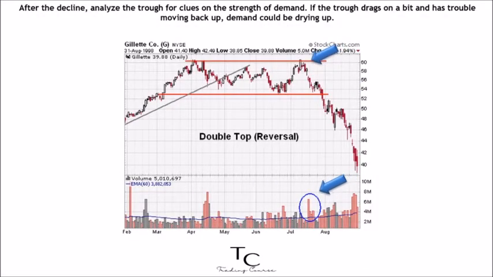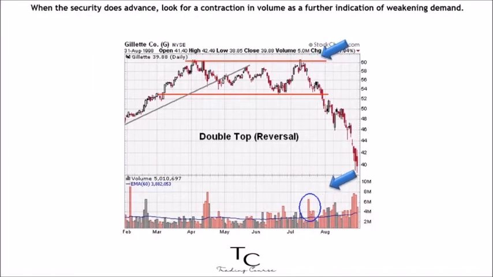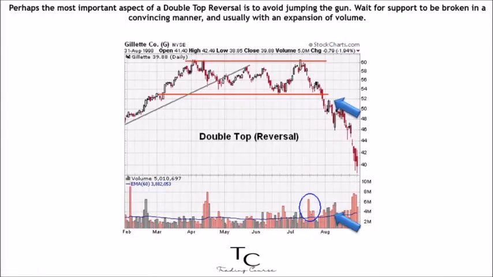After the decline, analyze the trough for clues on the strength of demand. If the trough drags on a bit and has trouble moving back up, demand could be drying up. When the security does advance, look for a contraction in volume as a further indication of weakening demand.